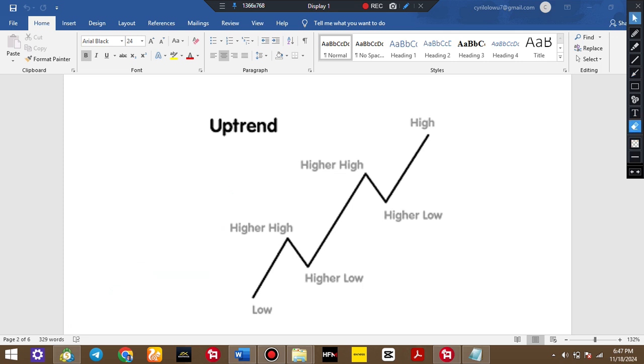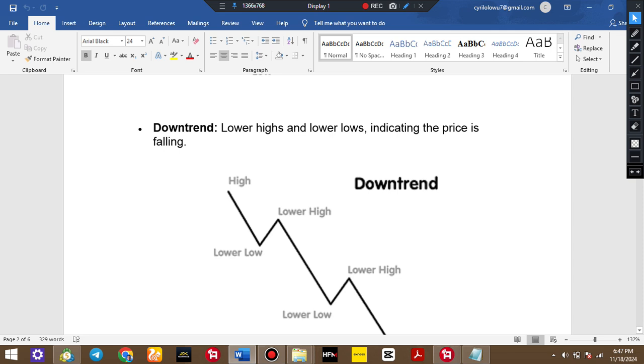Now the second trend, which is the downtrend, is just the opposite of the uptrend, right? So in the downtrend, price tends to create lower highs and lower lows. Now, in this case, price is not coming from the base, rather price is coming from the top. Price is dropping from the top.